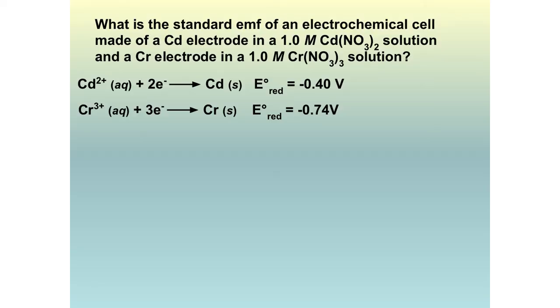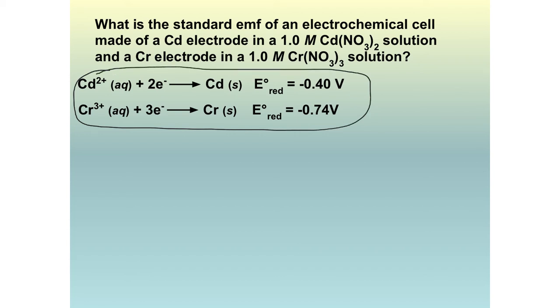So the anode is going to be zinc, and the cathode would be the copper metal. All right, we have another example here. So it says, what is the standard EMF? That just means what is the voltage of an electrochemical cell made of a Cd electrode in a 1 molar Cd solution and chromium with a chromium solution. And they already gave me the reduction potentials, which are not in your reference table. So if you had an exam question where you needed the values, they would have to be given like they are here.